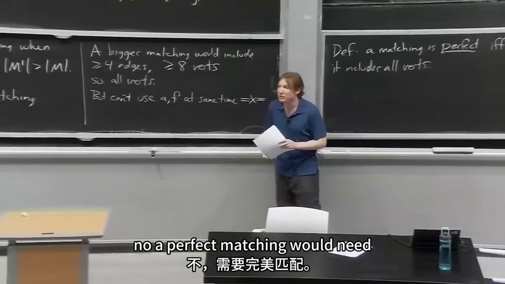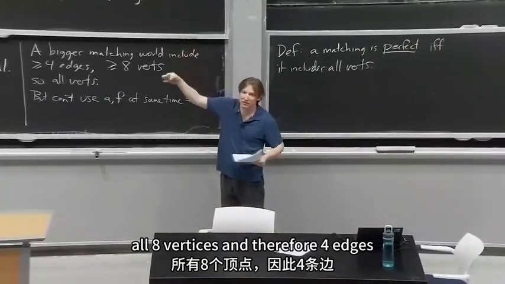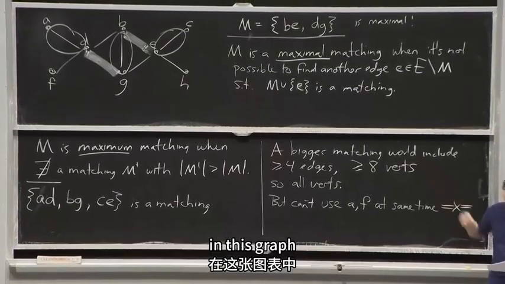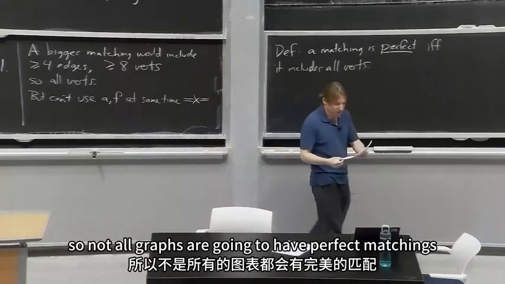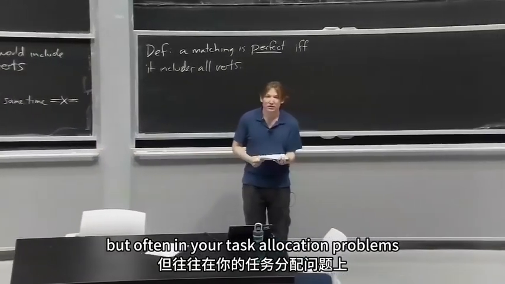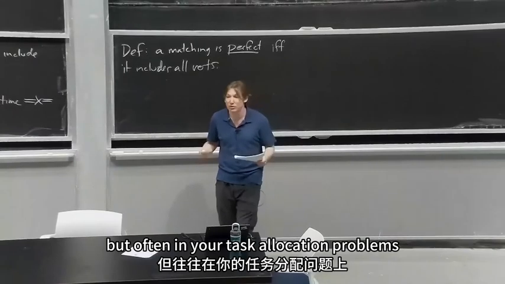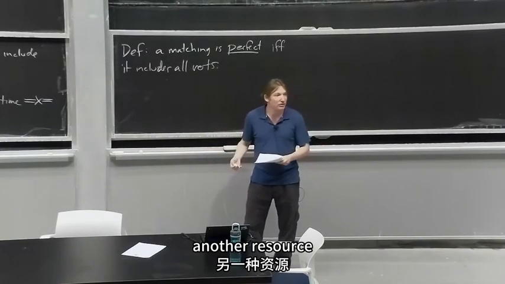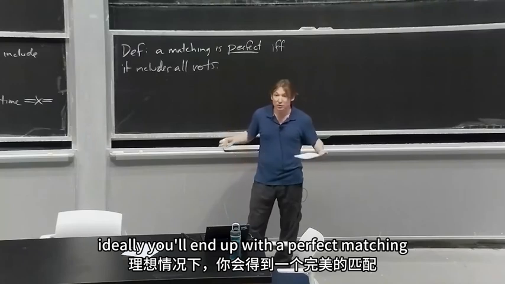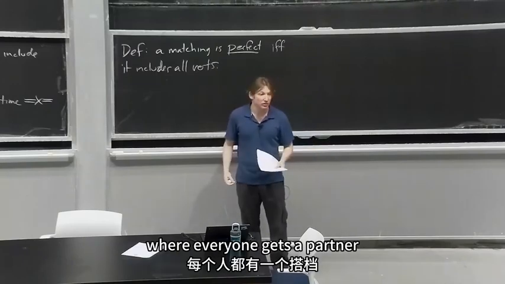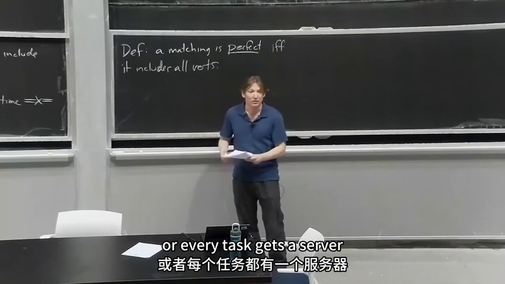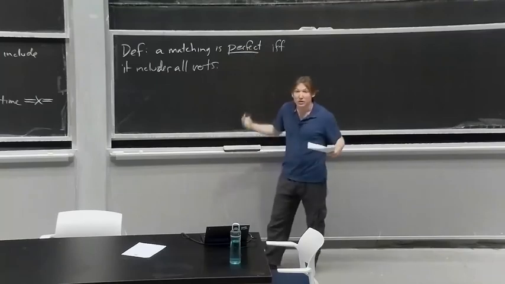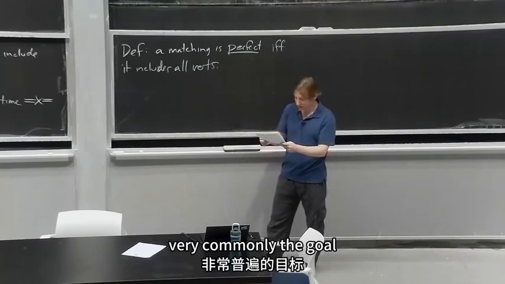No. A perfect matching would need all 8 vertices and therefore 4 edges, but we already saw there are no matchings with 4 edges in this graph. So not all graphs are going to have perfect matchings. But often in your task allocation problems, where you're trying to match everyone to another resource, ideally you'll end up with a perfect matching where everyone gets a partner or every task gets a server. And so perfect matchings are very commonly the goal.